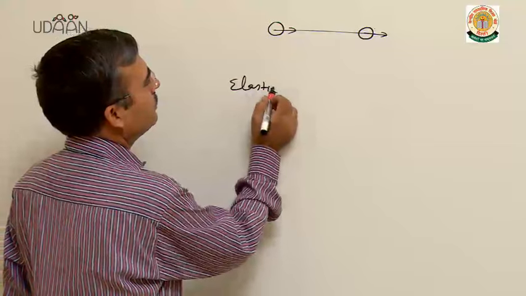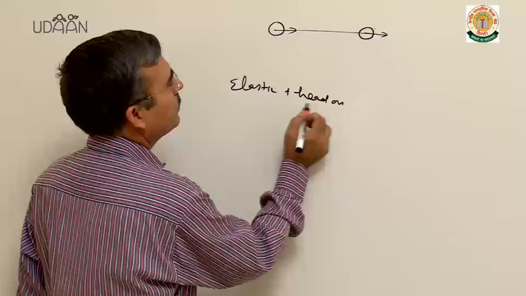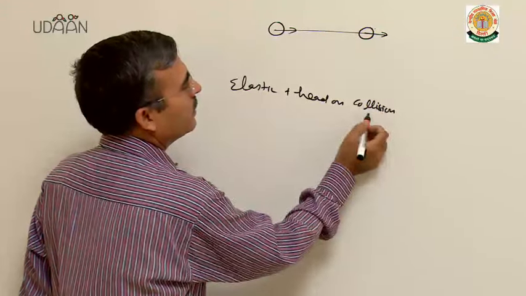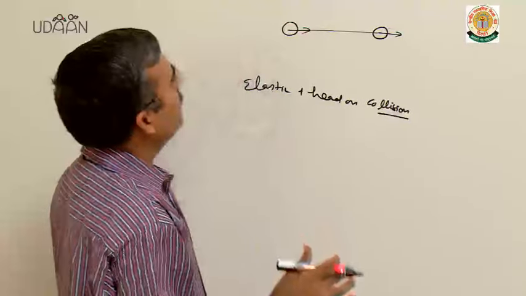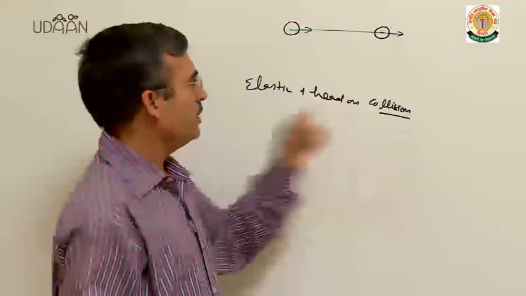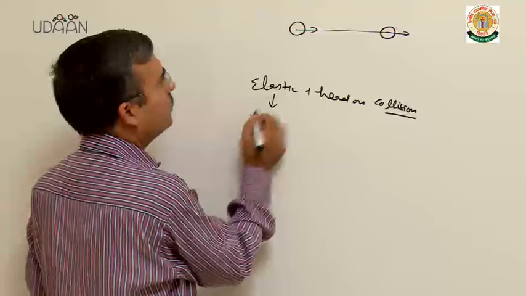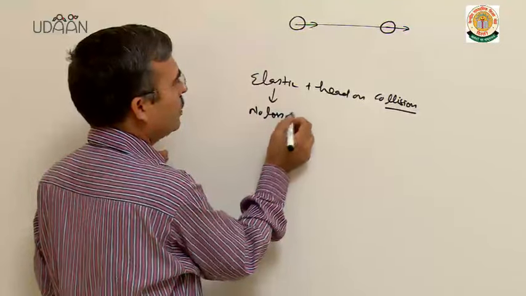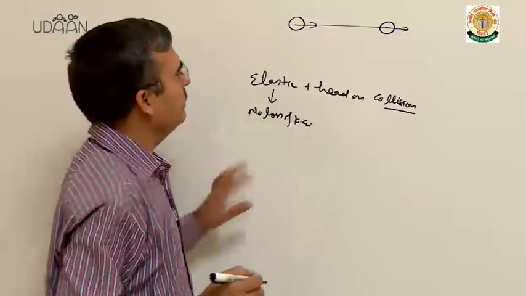Elastic and head-on collision means after colliding they remain on the same line, that is head-on collision in one dimension. Elastic means no loss of energy, no loss of kinetic energy. Clear?